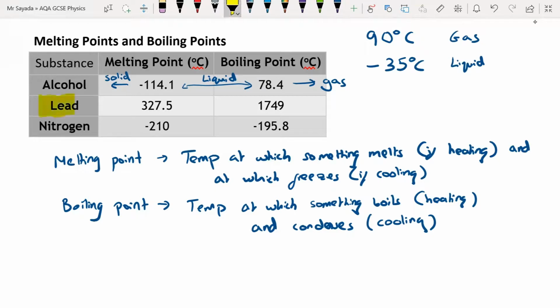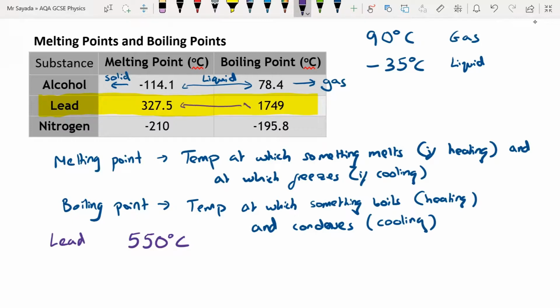Let's now have a look at lead. I'm going to write down a temperature, and you're going to need to decide what state of matter the lead will be at. So if we have lead and its temperature is 550 degrees, what state of matter will it be? Say your answer to the video now. The lead will be a liquid, and that's because it's between the melting point and the boiling point.